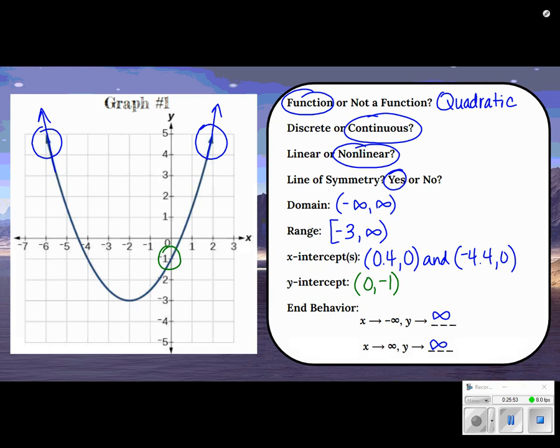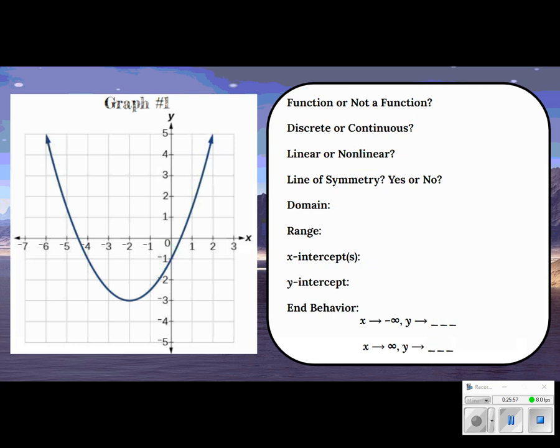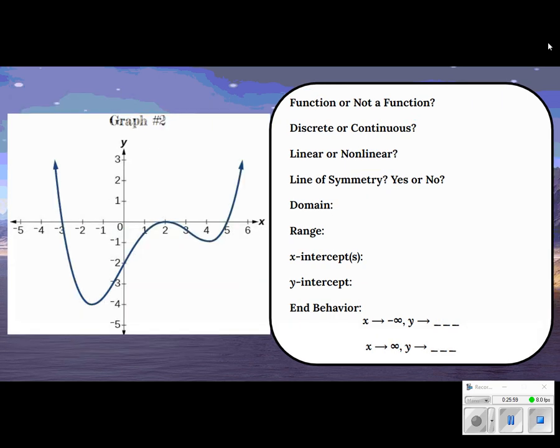All right, let's look at one more. I would like to see if you could do it. So pause the video, look at graph 2, see what you can do on your own, and then unpause the video, and I'll walk you through it.